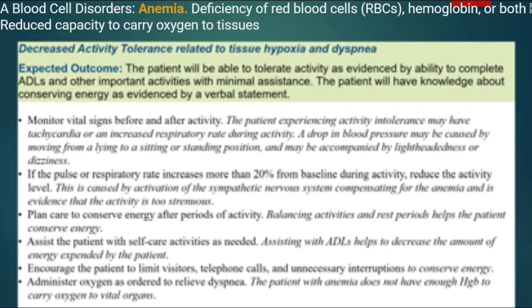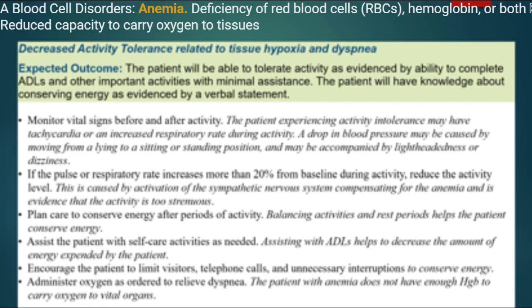If we notice that the pulse or respiratory rate rises more than 20% from baseline during activity, the activity should be reduced. This means the patient's body is under too much strain. We also teach the patient how to plan rest periods after activity. Alternating activity with rest helps conserve energy. If needed, we assist the patient with self-care activities such as bathing or dressing to reduce their exertion.